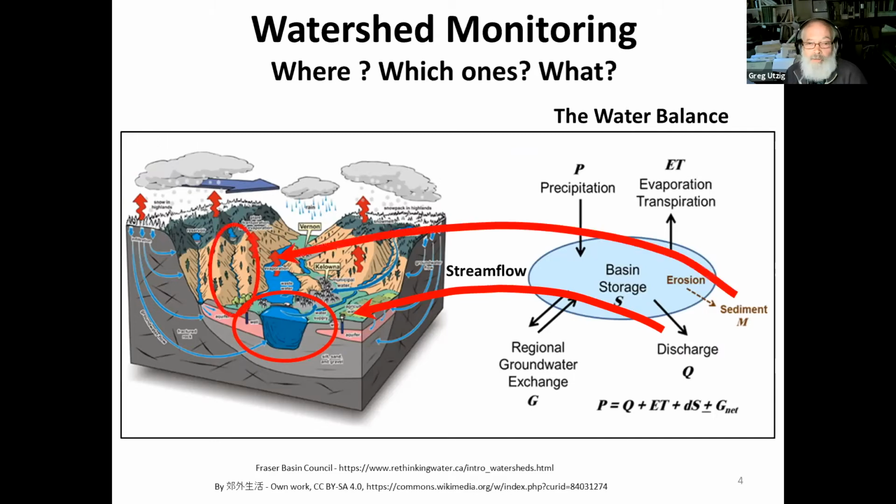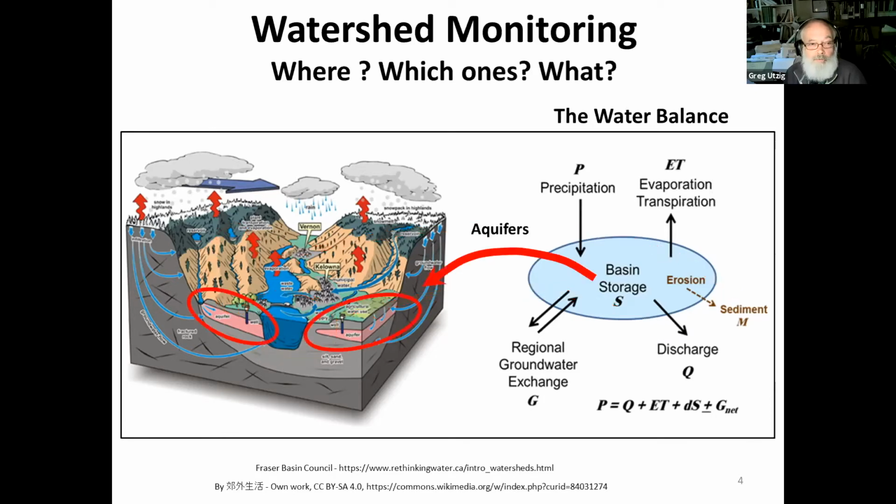In addition to that, there's also sediment, which isn't really part of the water balance, but it's a factor that's extremely important, and it's often tied to precipitation and to the discharge rates, particularly peak flows. So we want to include that as well, although it's not part of the water balance per se, and it'll depend on the priorities, local priorities.